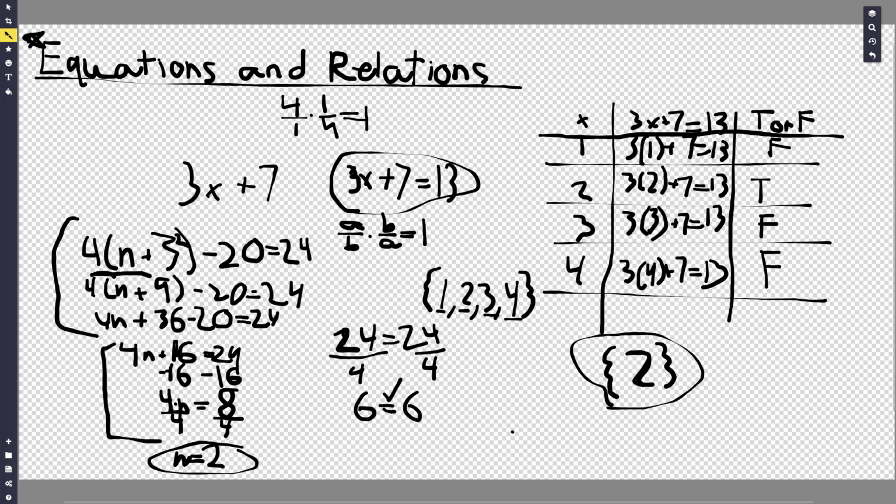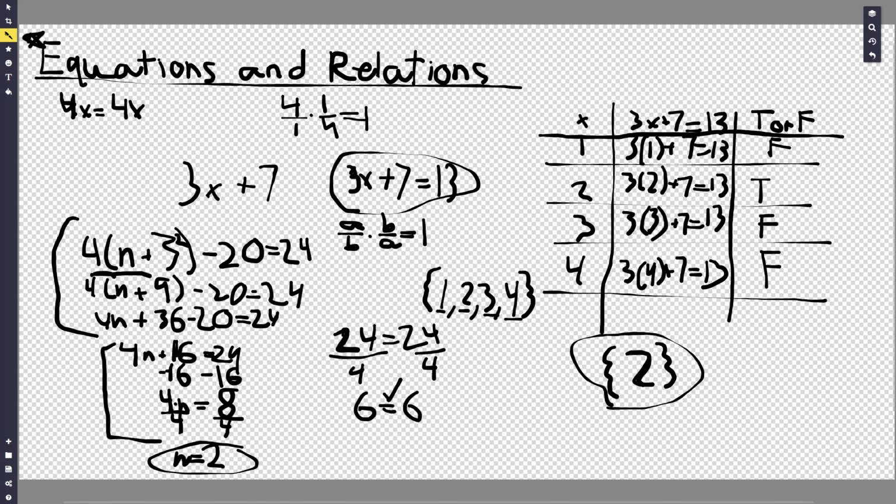Now there's one more key term I want you guys to know, and it is called identity. So what's an identity? Well, an identity is an equation that is true for every value of a variable. So what does an identity look like? Well, here I'm going to go up here. So an identity could be as simple as 4x is equal to 4x.